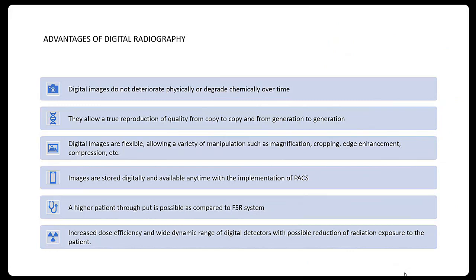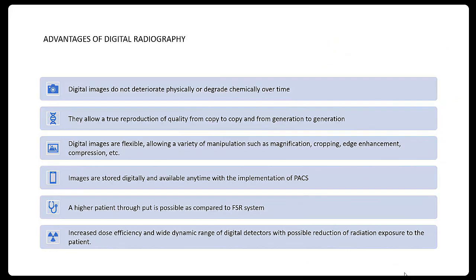Then digital images are flexible, allowing a variety of manipulations such as magnification, cropping, edge enhancement, compression. So once the image is digitized, we have a variety of manipulations possible. That is, we can give the image magnification, we can crop the image, we can give enhancement, then compression. So these all are possible with digital radiography. Then storage was a main issue in conventional radiography. So coming to digital radiography, images are stored digitally and are available anytime with the implementation of PACS.